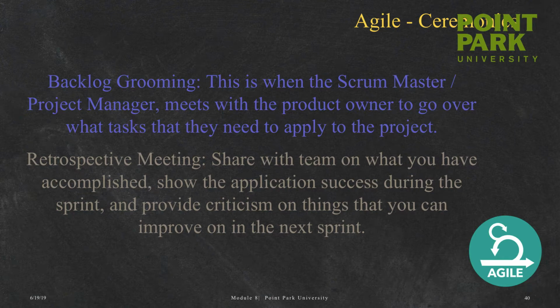Then you have your backlog meeting. This is when the Scrum Master and a PM need to go over the project with the product owner. This is when they work on the backlog for that sprint. And they're like, hey, these are items that we think can be accomplished. Let's add those in here and so forth.